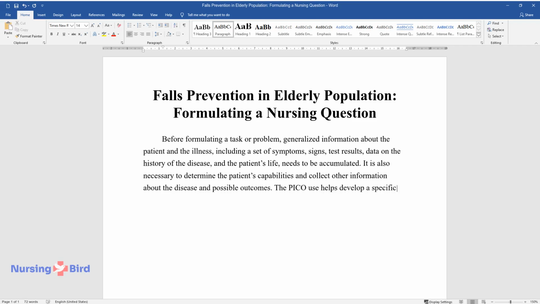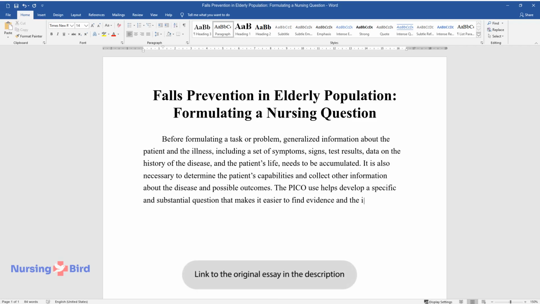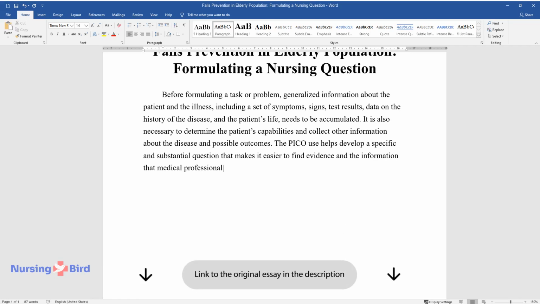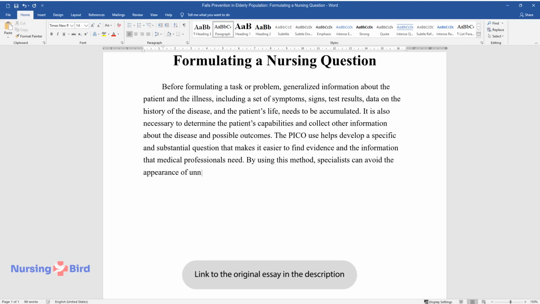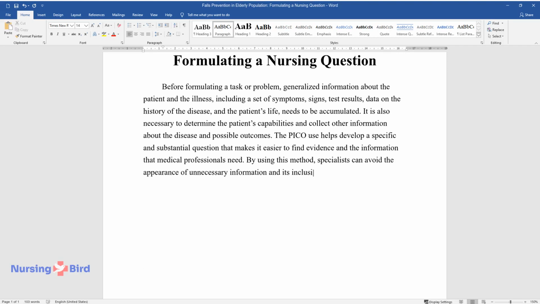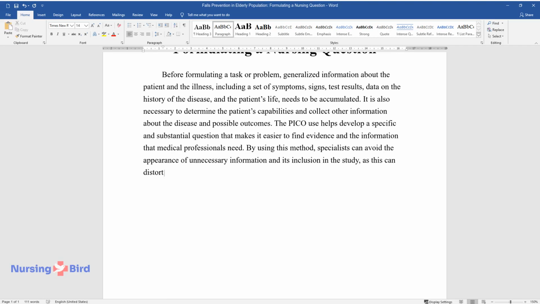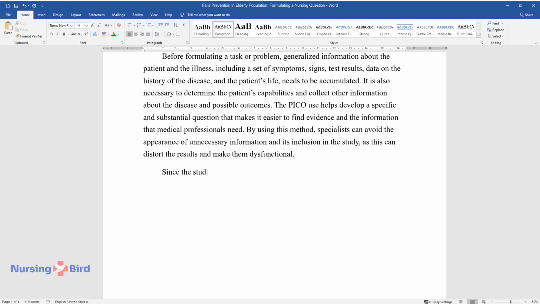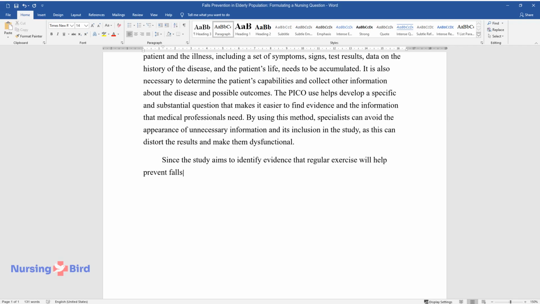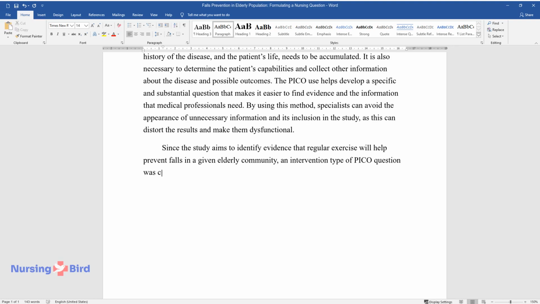The PICO use helps develop a specific and substantial question that makes it easier to find evidence and the information that medical professionals need. By using this method, specialists can avoid the appearance of unnecessary information and its inclusion in the study, as this can distort the results and make them dysfunctional. Since the study aims to identify evidence that regular exercise will help prevent falls in a given elderly community, an intervention type of PICO question was chosen.